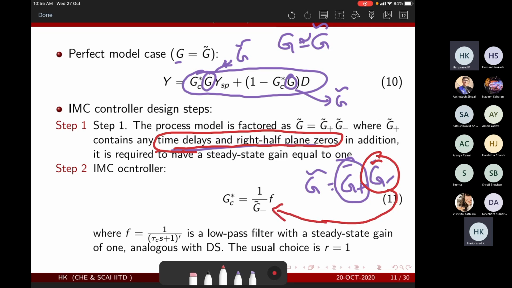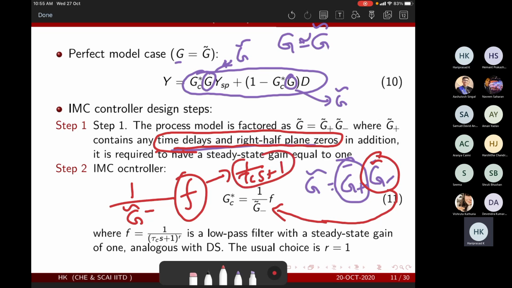And what he proposed is that the controller structure is 1 by G tilde minus times F. F is like a filter. It is like another transfer function multiplier. Again, it could be 1 by tau C S plus 1. Generally, it is 1 by tau C S plus 1 to the power R, but R is usually taken as 1. So eventually, your closed loop transfer function is very similar to 1 by tau C S plus 1, but it is multiplied by G tilde inverse.